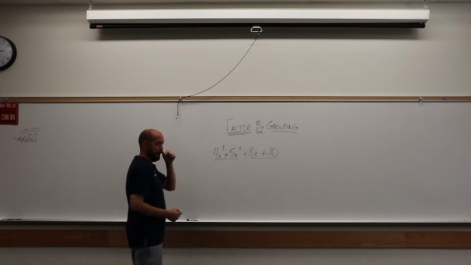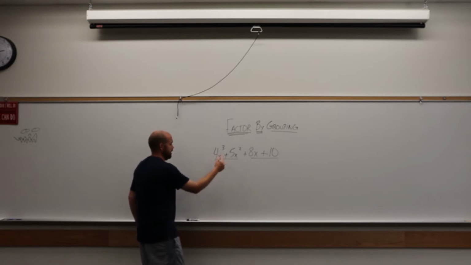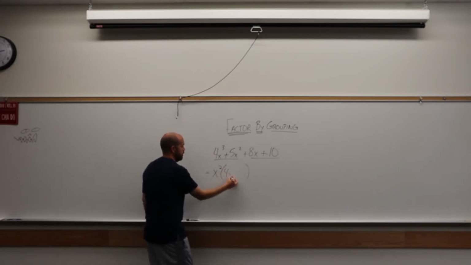4 and 5, they just have a 1 in common, so we don't want to deal with that. What about x's? Yep, they've got x squared in common. So let's take out x squared. That would leave me with 4x here plus 5.